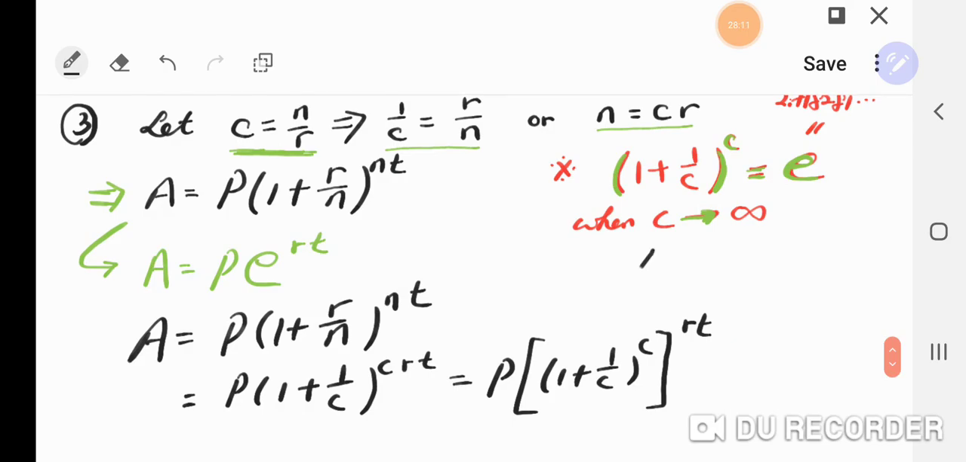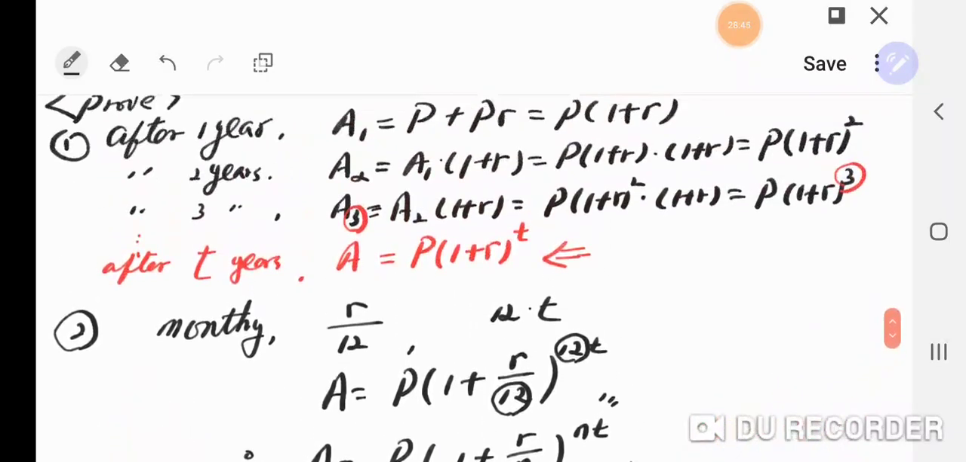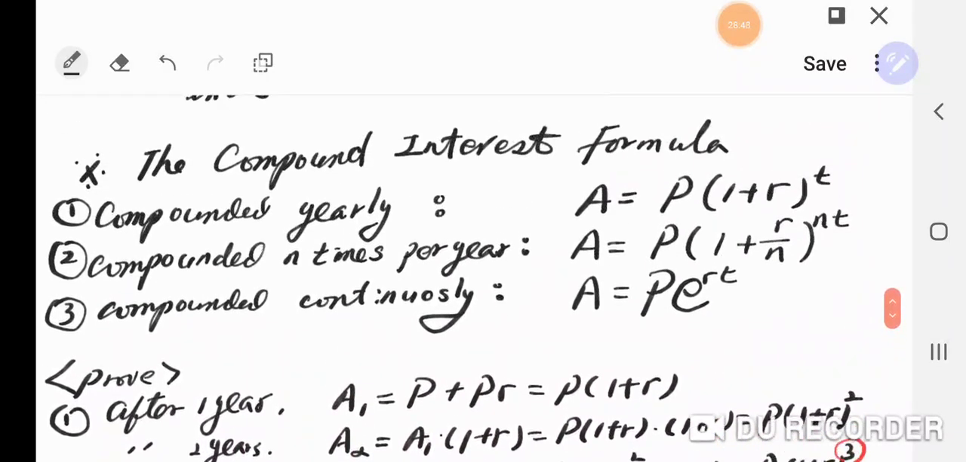And then based on this information, we can replace this bracket with E because c approaches infinity. Why is it infinity? Because this is compounded continuously. Continuously means the number n will be infinite. So this bracket will be replaced by the number E. So P E, and the exponent is rt. So we have this function: A equals P E to the rt.